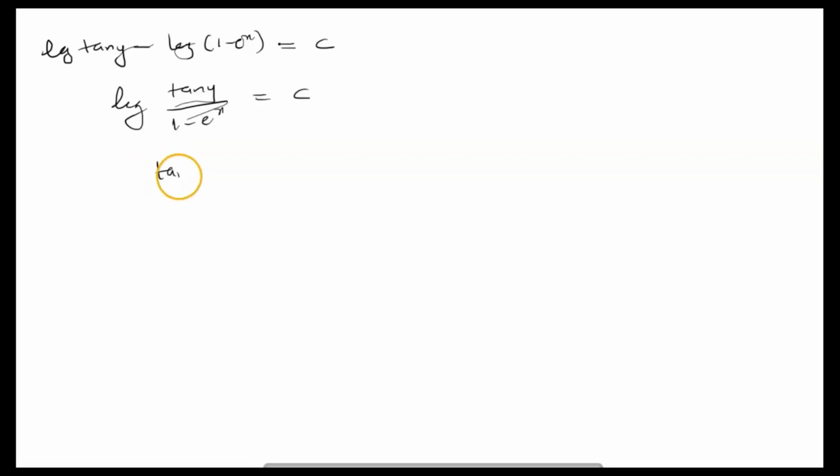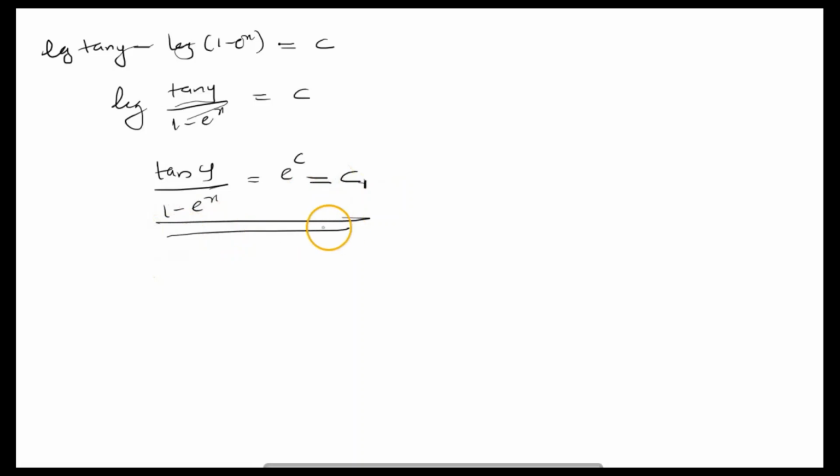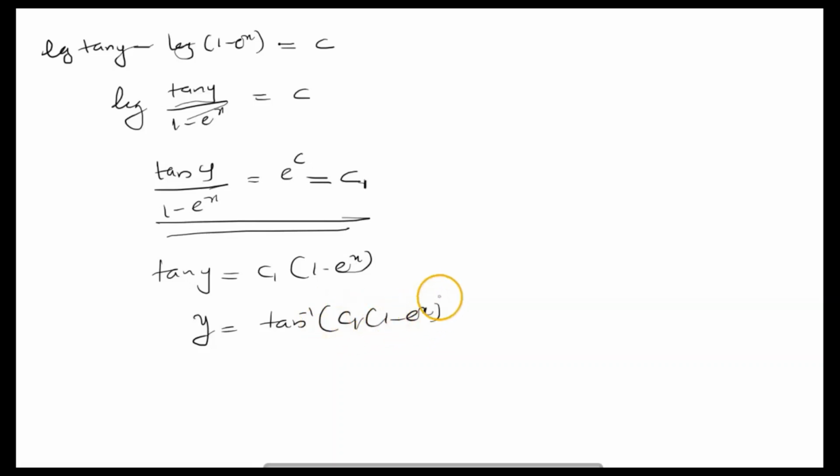Let's take the constant as e raised to c. That means tan y divided by 1 minus e raised to x is e raised to c. When we remove log, this is e raised to c. E raised to c is another constant, let it be c1. So tan y divided by 1 minus e raised to x is c1, or tan y is equal to c1 into 1 minus e raised to x. Y is equal to tan inverse of c1 into 1 minus e raised to x. So this is the solution.